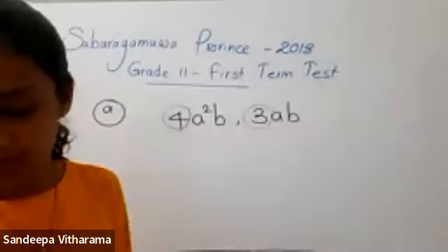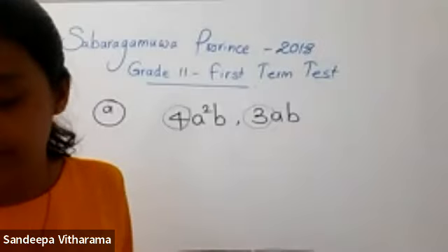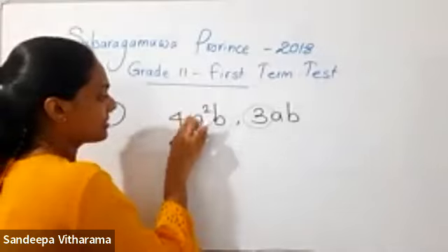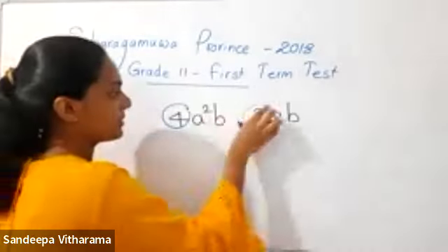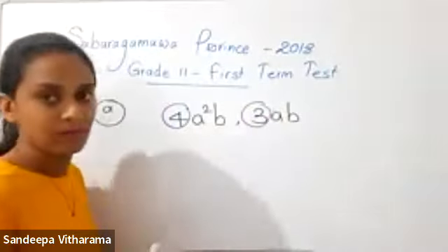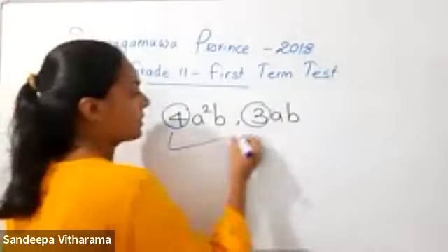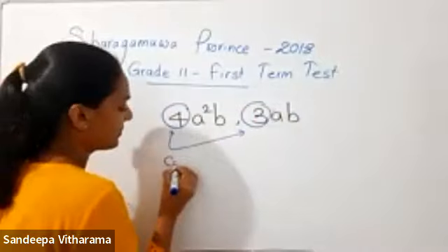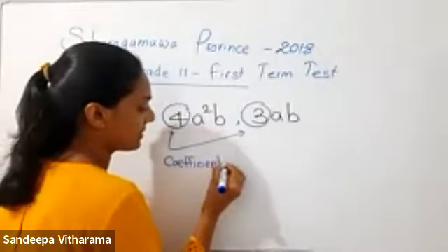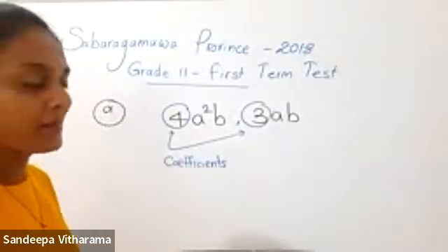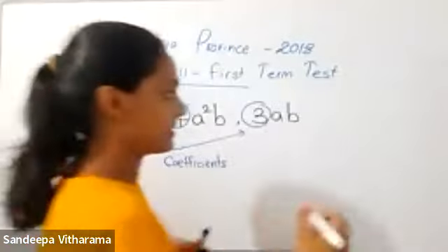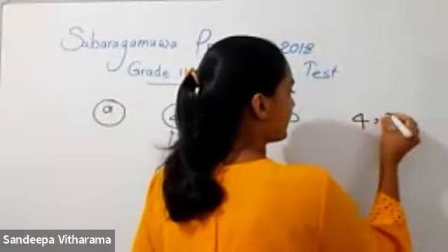What are the coefficients? What is meant by coefficients? Coefficient means the number that is written in front of the algebraic term. These two are the coefficients. If you have not heard these before, learn this word. Coefficients. Then what you have to do is choose the coefficients and write them.